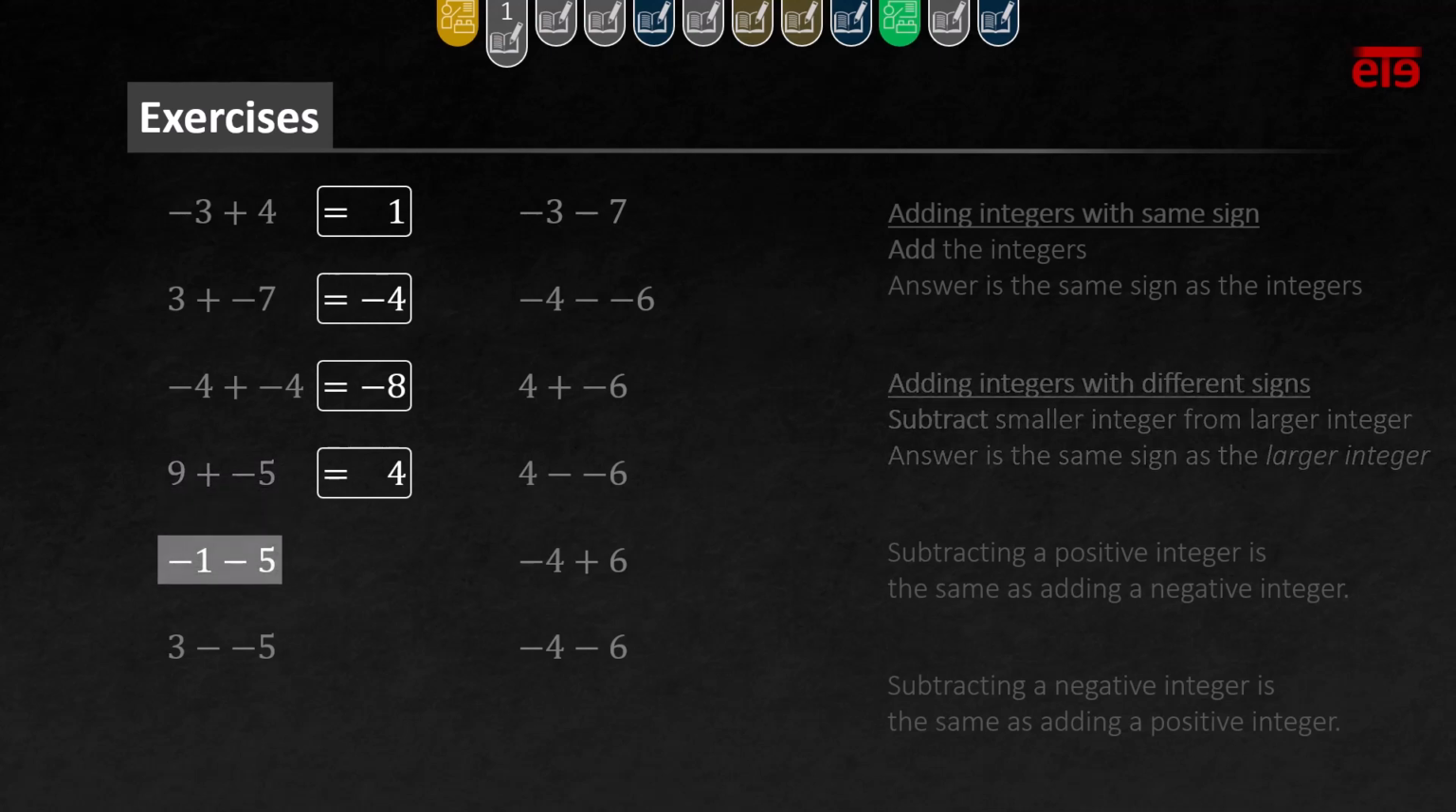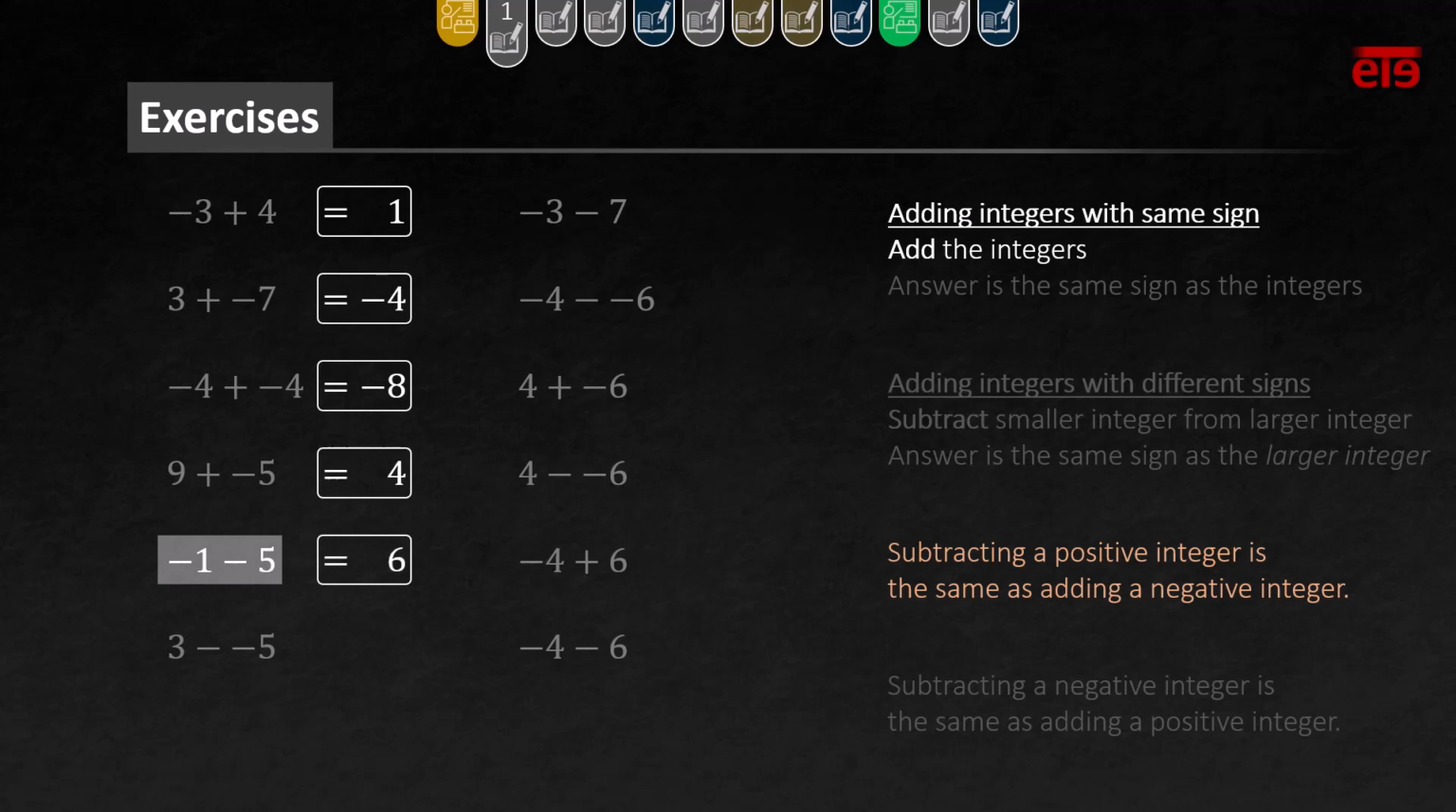-1 minus 5. Subtracting a positive integer is the same as adding a negative integer. Both integers are negative and we add 1 and 5 and get 6. Since they are negative integers, the answer is -6.